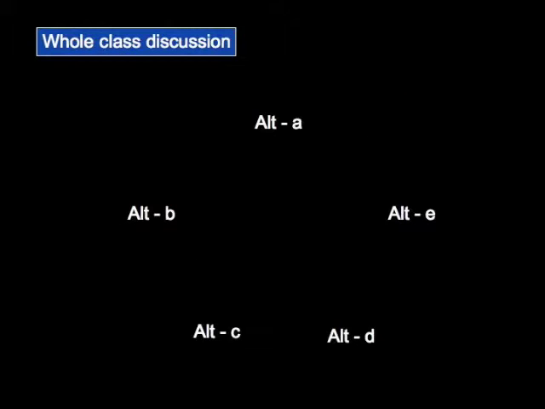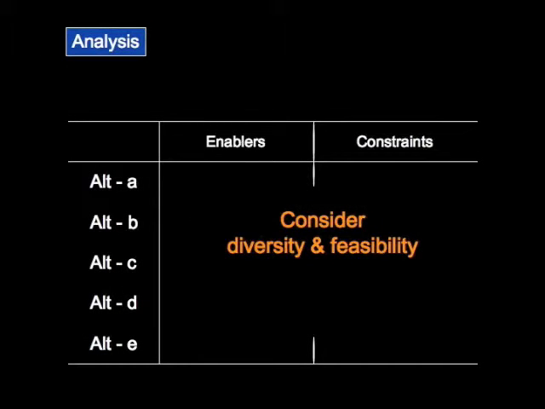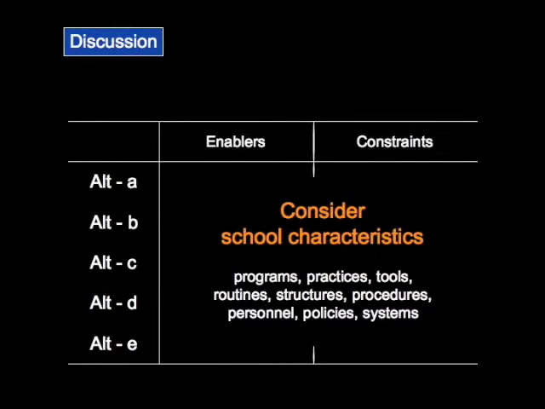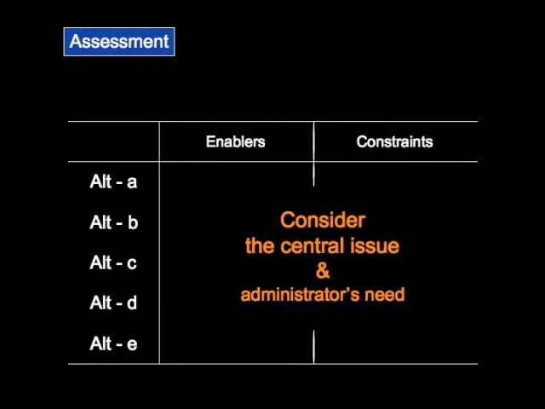For example, you may want to have a whole class discussion about several different alternatives that participants generated as possibilities to address the central issue facing the school. Then, as a group, analyze the diversity and feasibility of the alternatives. Discuss how the various enablers and constraints at the school affect the alternatives. Assess which alternatives are preferable examples of ways to address the central issue and why administrators need to consider several alternative solutions to any given problem.